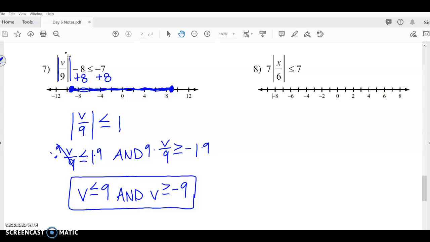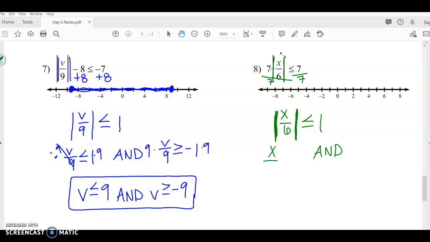All right, number 8, absolute value is not alone yet, right? The absolute value is not alone because of this multiply by 7. So to get rid of the multiply by 7, we would divide both sides by 7. So then we're at the absolute value of x over 6 is less than or equal to 1. Now that the absolute value is alone, we break it apart. It's a less than, so it's an and.